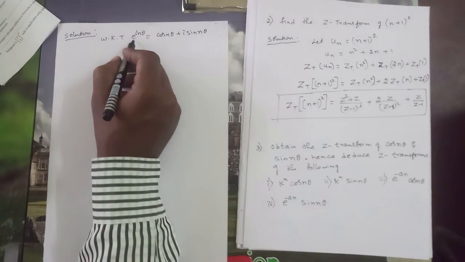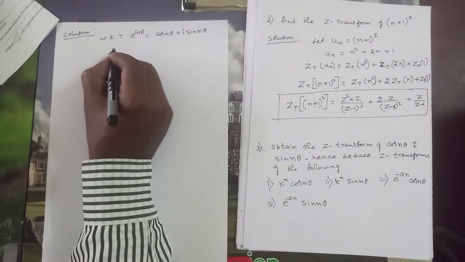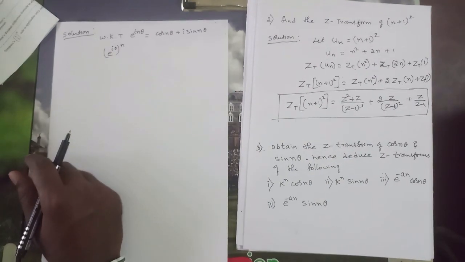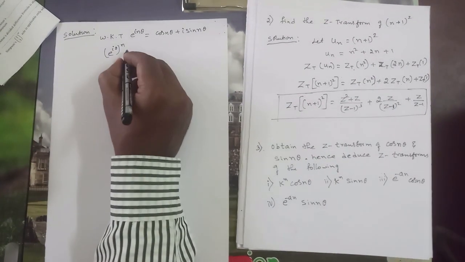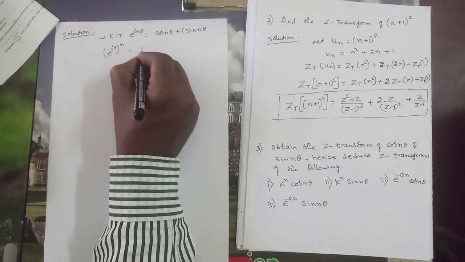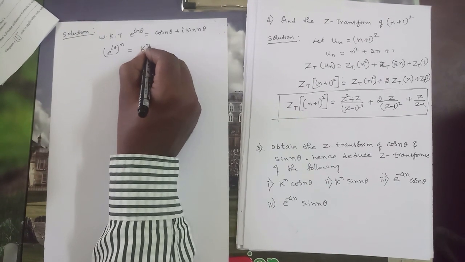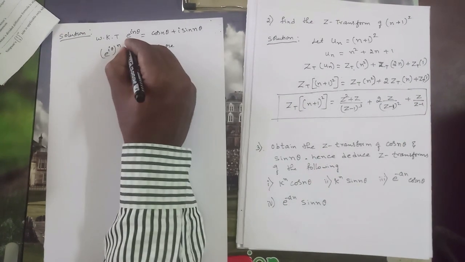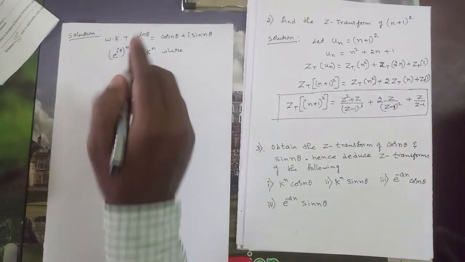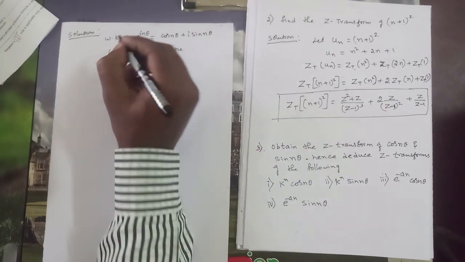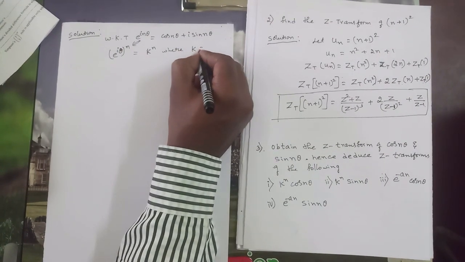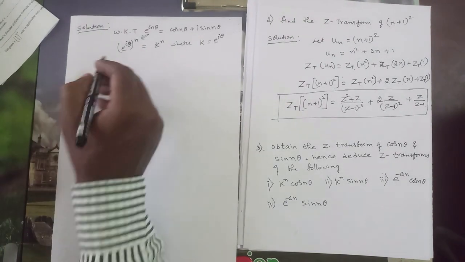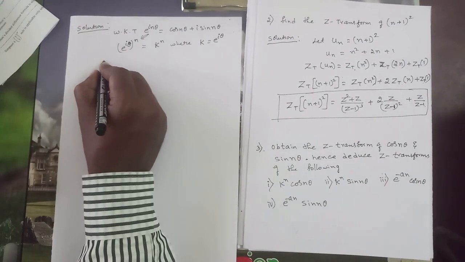So now this can be written as (e to the power of i theta) whole to the power of n. So this can be written as k to the power of n, where k equals e to the power of i theta. So now apply the z transform.